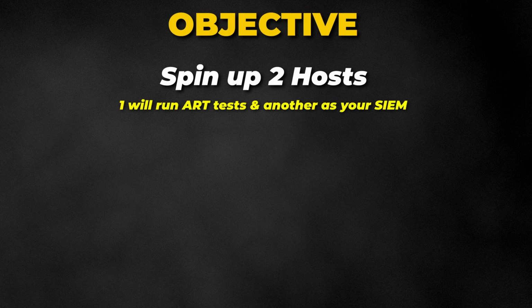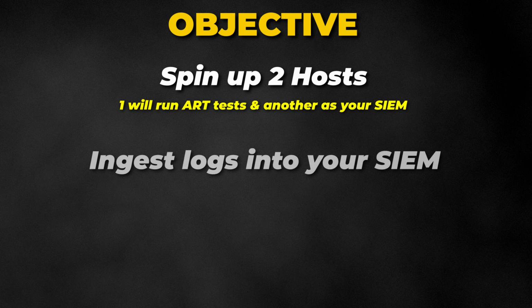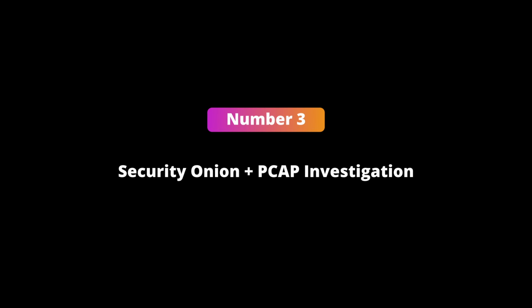Your objective: spin up 2 hosts. One host will run Atomic Red Team tests, and another is going to be acting as your SIEM. You want to then ingest the logs into the SIEM and start poking around. Project number 3, spin up Security Onion plus PCAP investigation, aka packet captures.